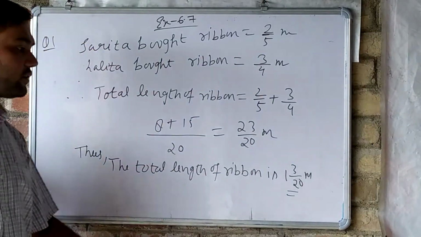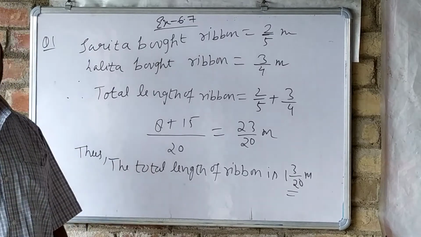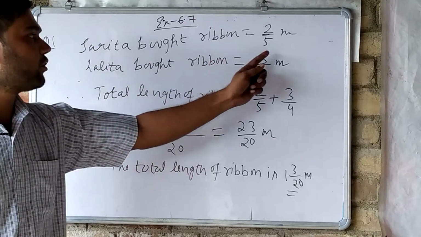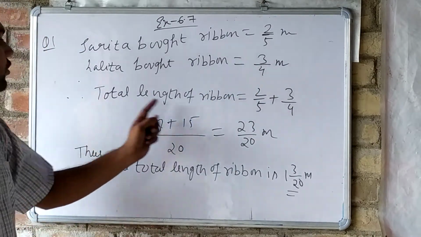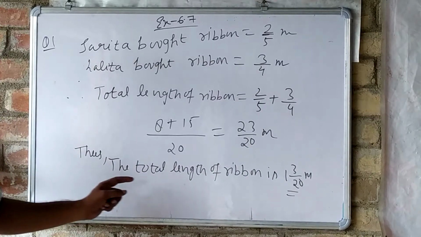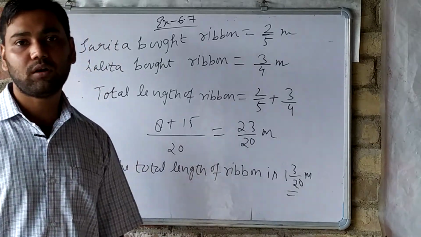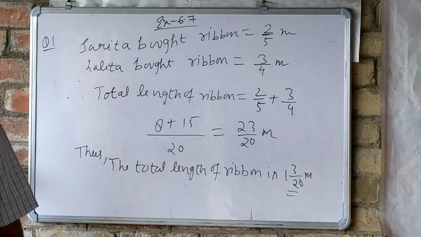So this is the whole statement, and you have to do it this way in your fair copy. Sarita bought 2 by 5 meter of ribbon, Lalita bought 3 by 4 meter of ribbon. Total length we will add. After adding we will get this as the answer. So the total length is 1 whole 3 by 20 meter. So this is the solution of the first question.